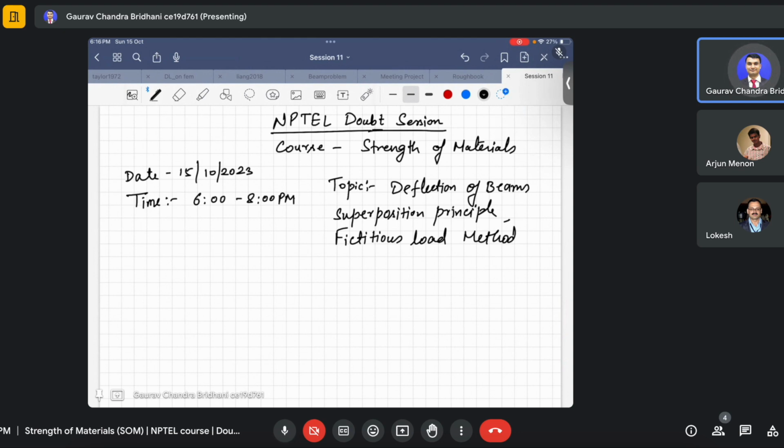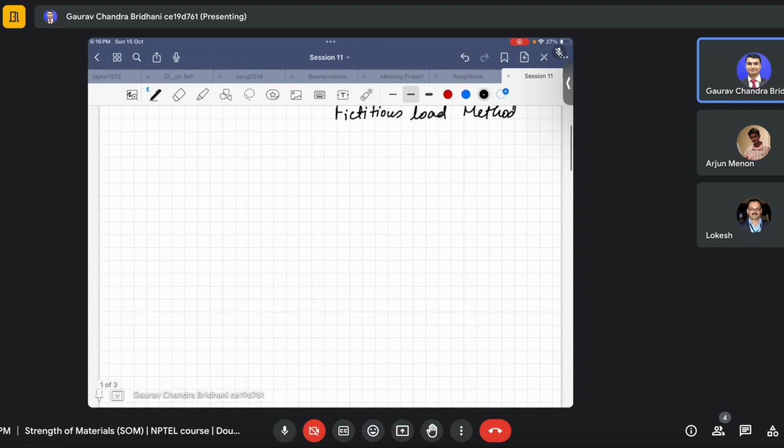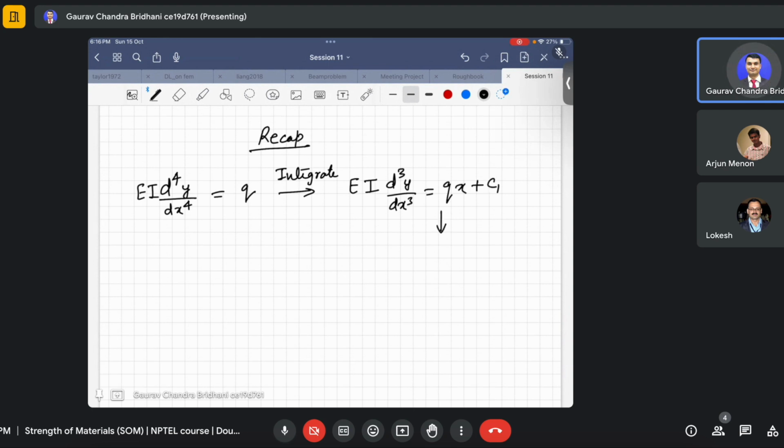We'll see that today, but let's have a recap because it's been a long time and the assignment of this one is over. For finding the deflection, we had d⁴y/dx⁴ times EI equals q. If we integrate it, we get EI d³y/dx³ equals qx plus c1, and then we further integrate it.